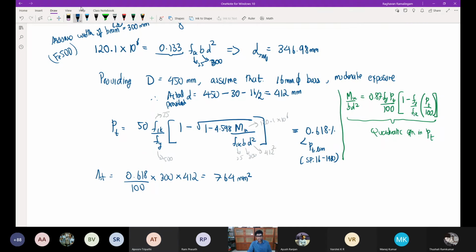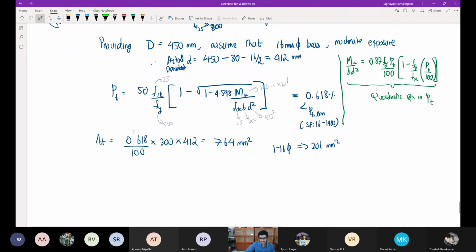We have assumed 16 mm bars. So one 16 mm bar gives me 201 mm square. I think this is a bit easy compared to the previous problem. Since we have used 16 mm bars, how many bars do we need to achieve at least this much? 4. We need 4 bars, so provide 4 bars. That will amount to about 802 mm square.